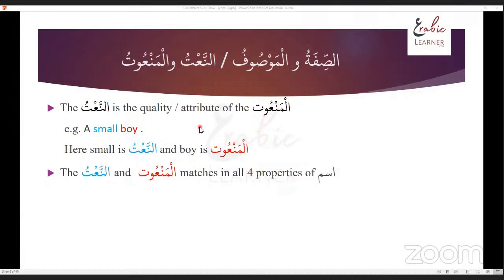And when it is Naat and Manuut, they have to match all four properties of ism. And what are those four properties? I'rab. I'rab means status. Jins means gender. Adad means number. And qism, whether it is definite or indefinite. Qism means type.